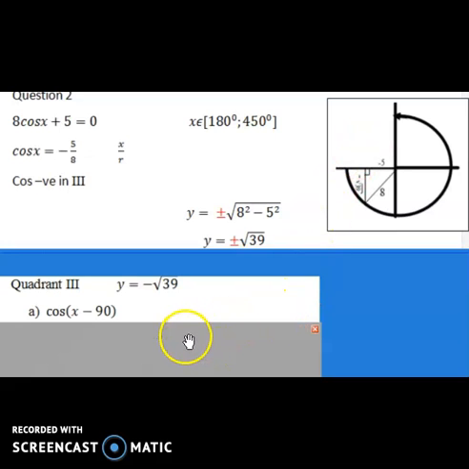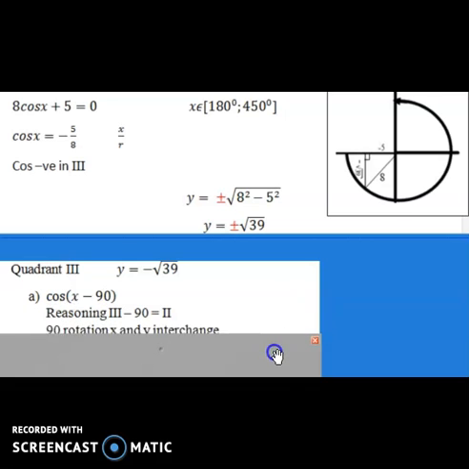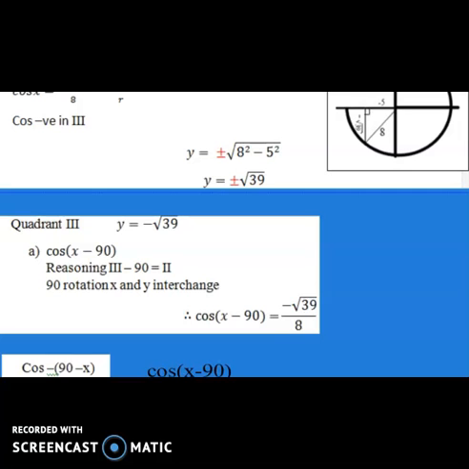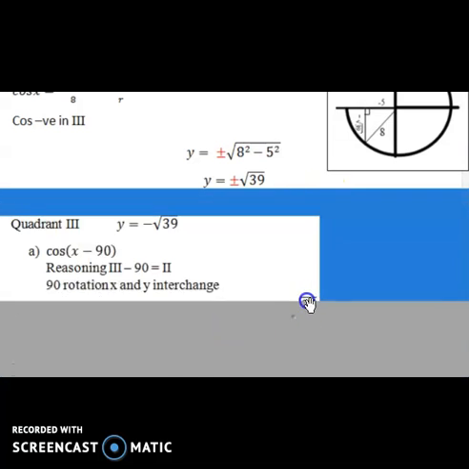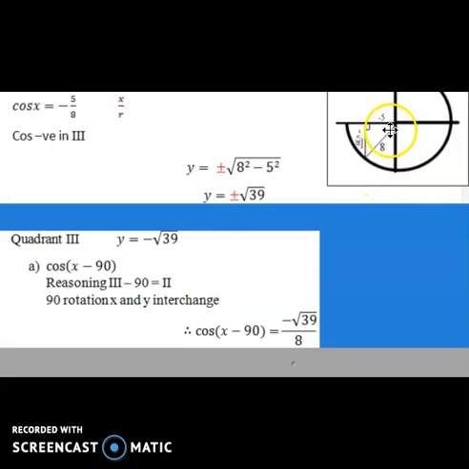So when it forms a 90-degree rotation from there to there, my x and my y values will interchange. So when I work with cos in this instance would have been -5/8, but cos now is -39/8, because on a 90-degree rotation, my x and my y values interchange.